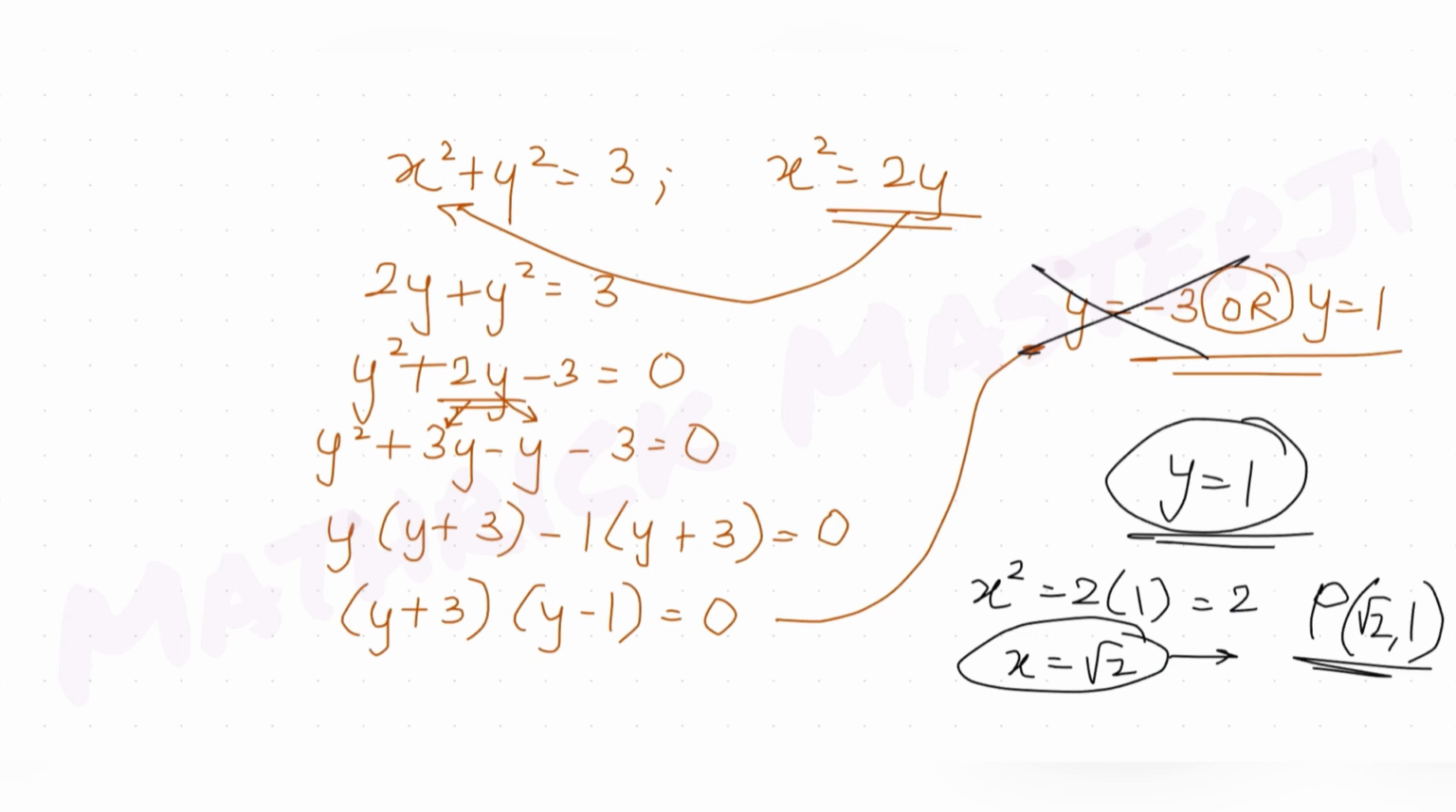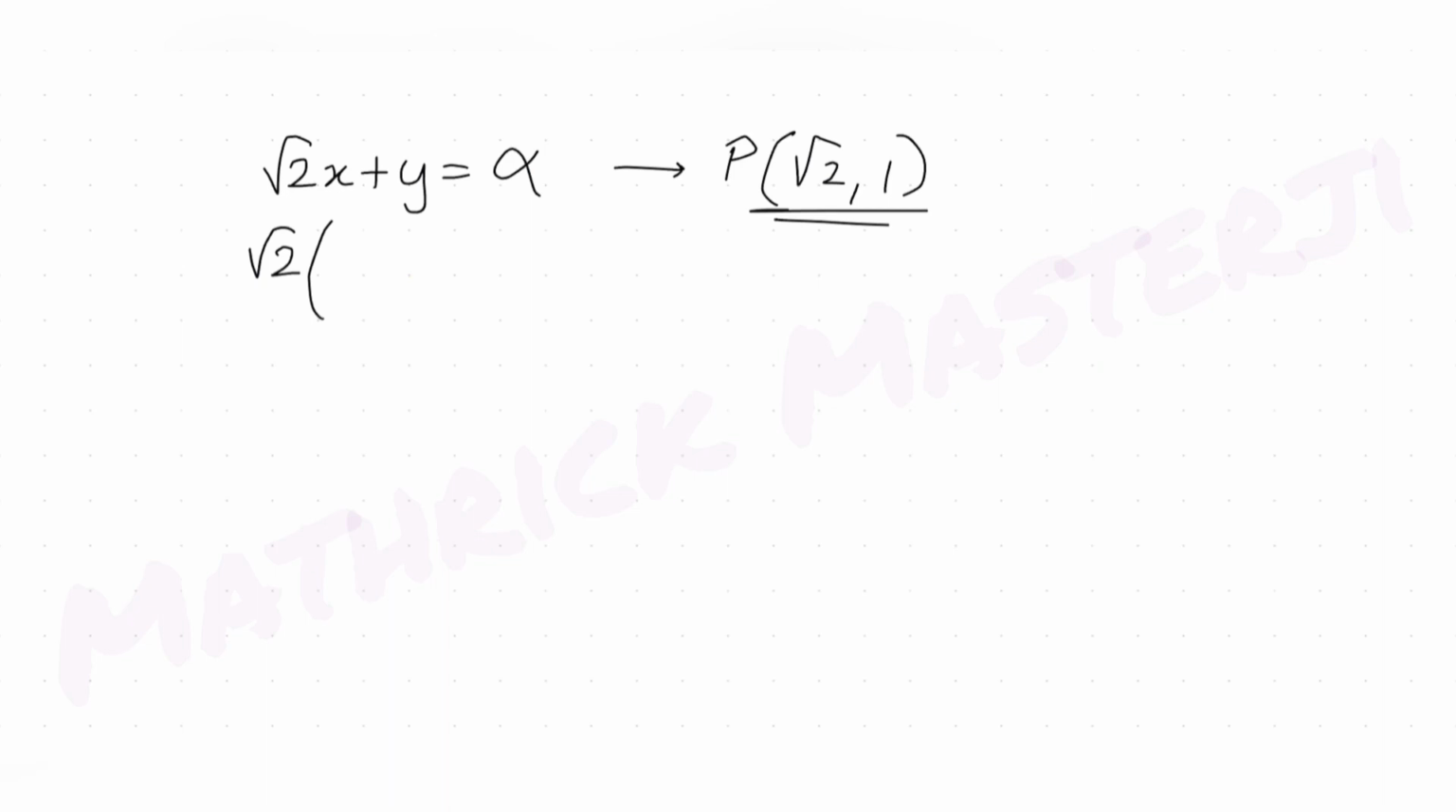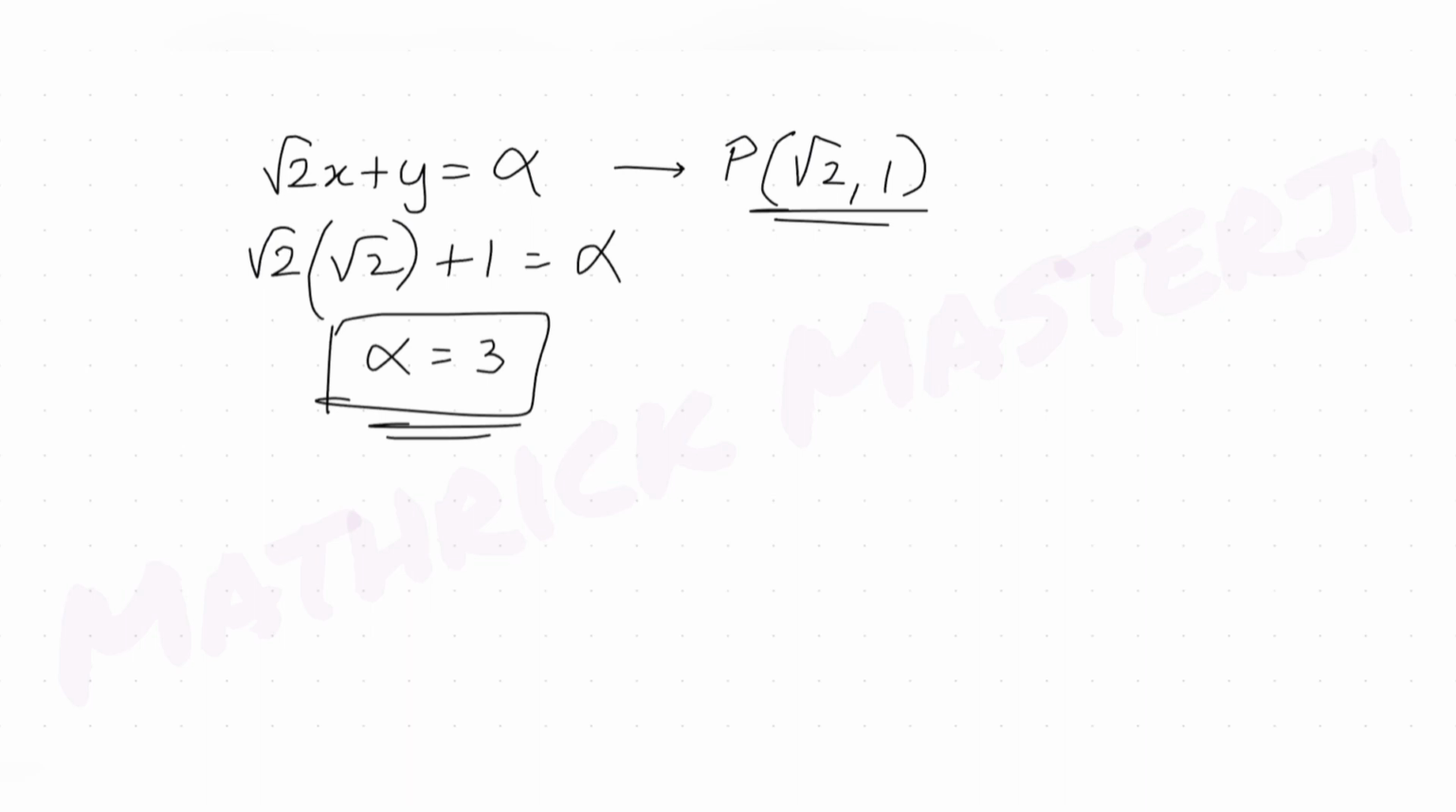Once I have the coordinates of P, I can find the value of alpha. The line L, which has the equation root 2x plus y equals alpha, passes through this point P. So the coordinates of P satisfy this equation of the line. If I put x as root 2 and y as 1, I get the value of alpha, that is 3.